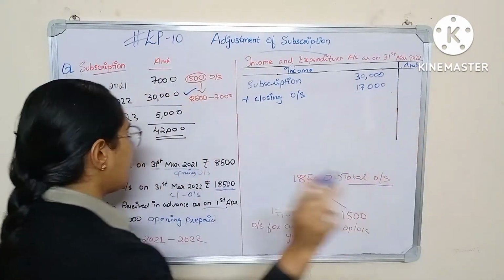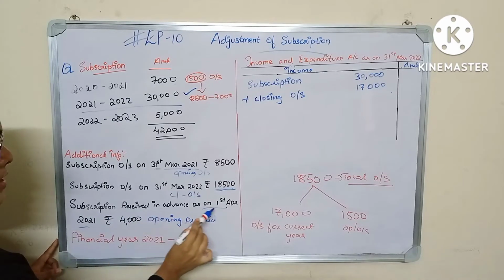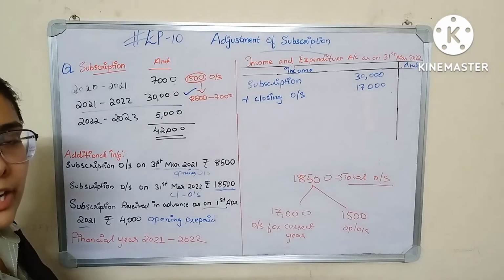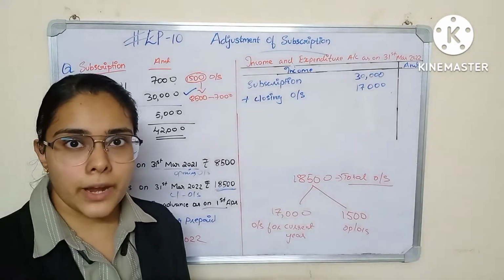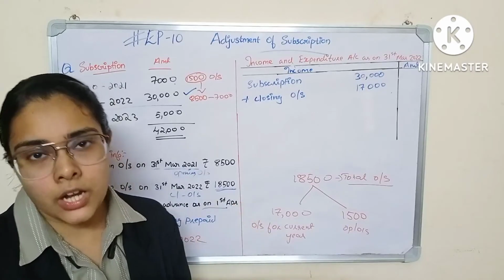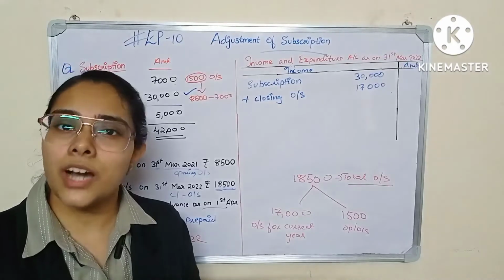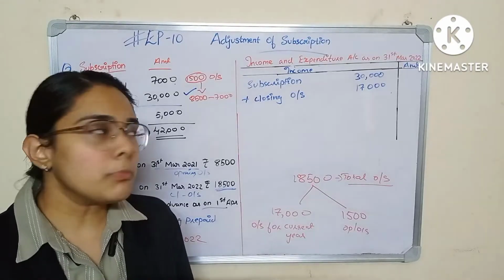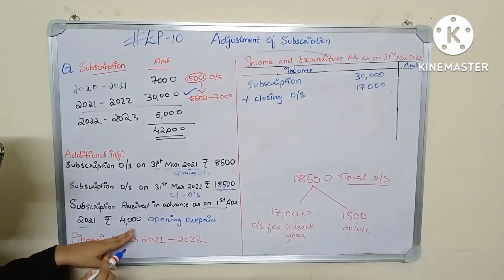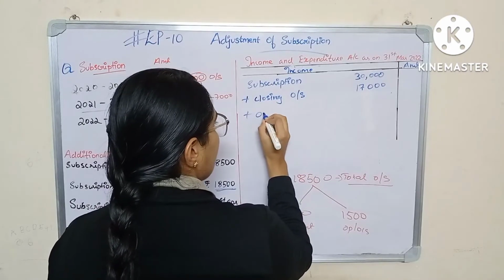17,000. Okay, then you have one more item here, that is subscription received in advance as on 1st April 2021. That is your opening prepaid. You know that closing prepaid should be subtracted because that belongs to the coming year, that is the next year. But what about the opening prepaid? Opening prepaid belongs to the current year. Okay, so opening prepaid should be added back. So here how much is the amount of opening prepaid? 4,000. So you should add opening prepaid.